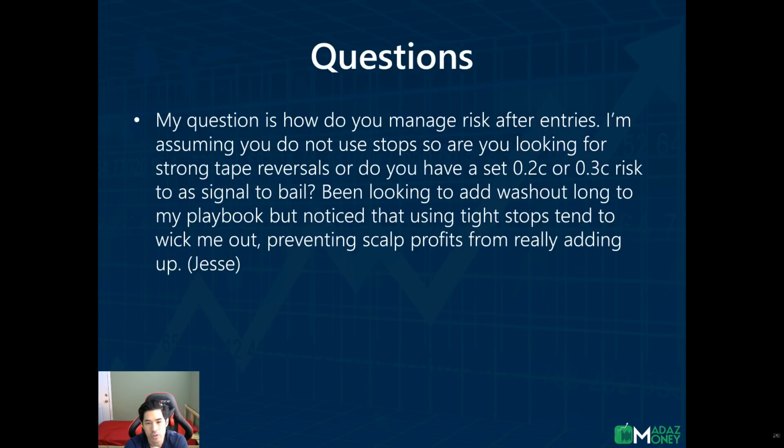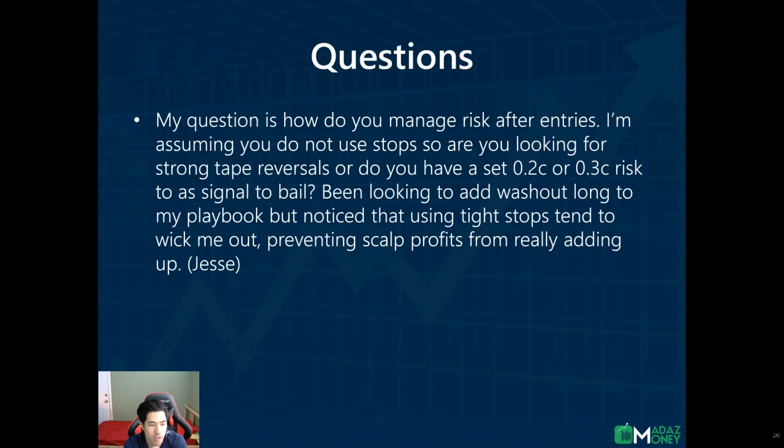Jesse, my question is, how do you manage risk after entries? I'm assuming you do not use stops. I do use stops, I don't know about that. So are you looking for strong tape reversals, or do you have a set 2-cent or 3-cent risk as a signal to bail? Been looking to add washout long to my playbook, but noticed that using tight stops tends to wick me out, preventing scalp profits from really adding up.